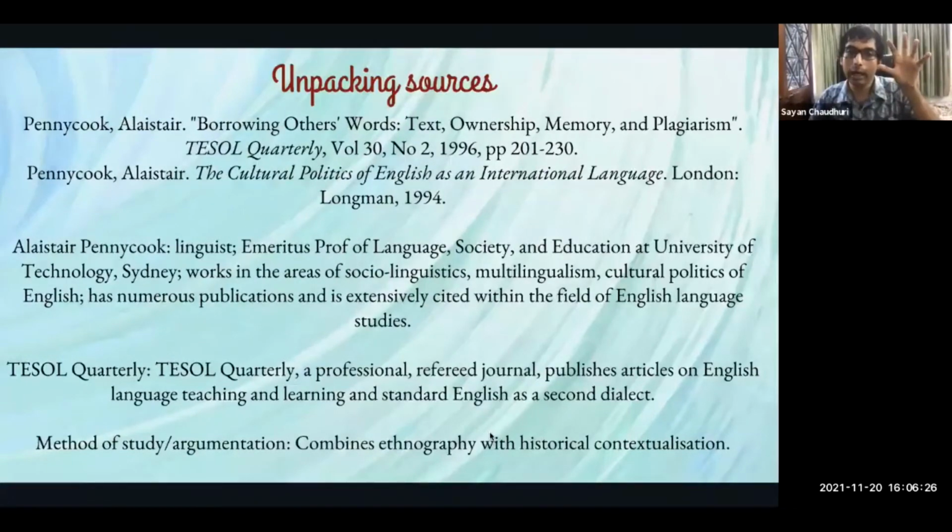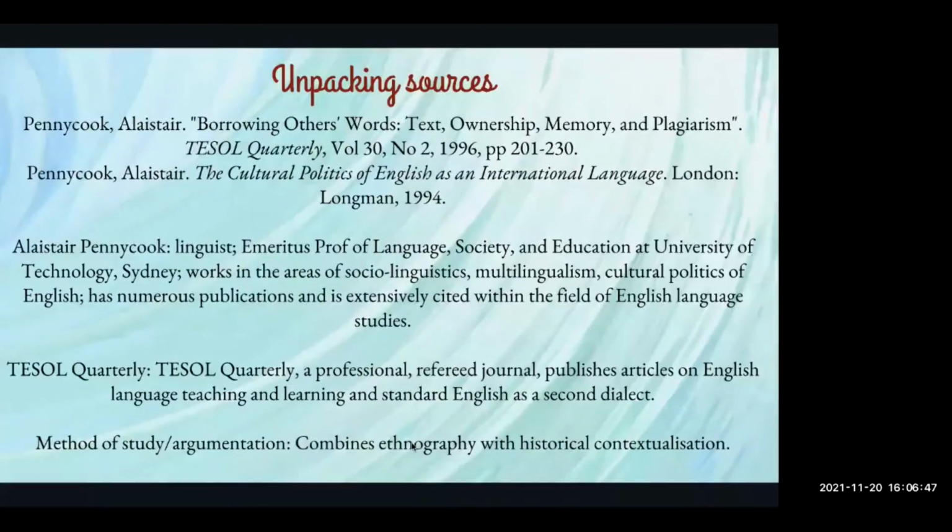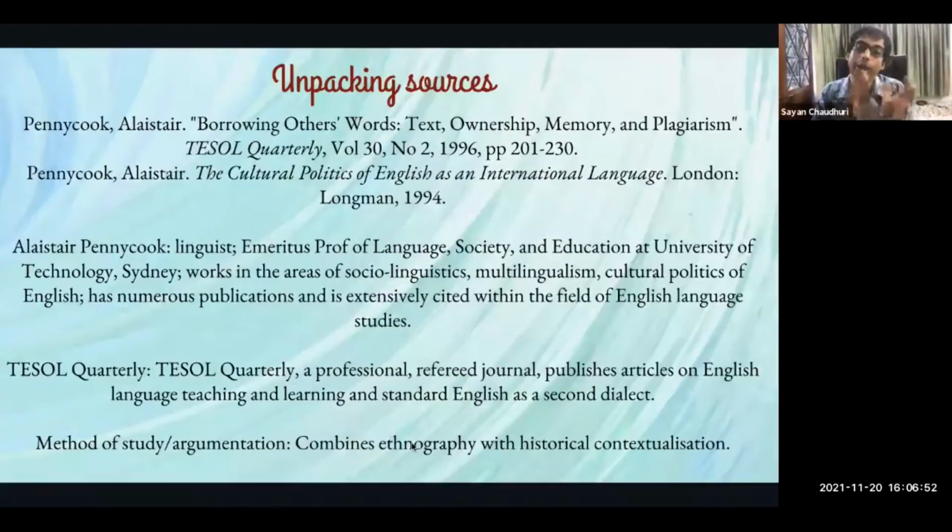Now, this essay, how has Alistair Pennycook actually tried to present the points? He's done it through a study, right? So what is the method? So he's done ethnography, and ethnography means that he actually studied language practices in a university in Hong Kong, right? He looked at how undergraduate students are writing. He looked at teacher attitudes. He looked at their assignments. He interviewed them, right? And through that, he did an ethnography, but he combined it with a historical contextualization.